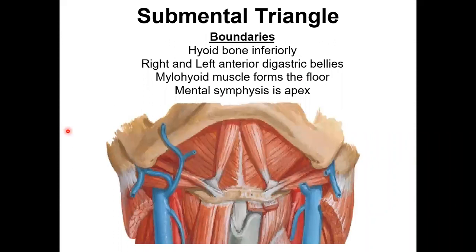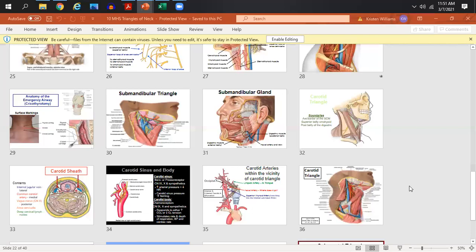Okay, and now your submental triangle. So you can see here are your boundaries. Here's your hyoid bone, your right and left anterior bellies of digastric, and then the mylohyoid being the floor of the triangle, and then the mental symphysis is the apex, which is here. So the point of your chin. And that was the end of her PowerPoint.